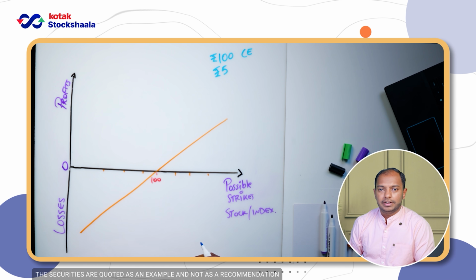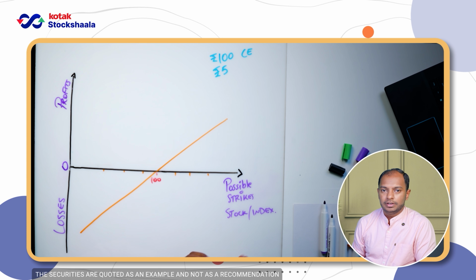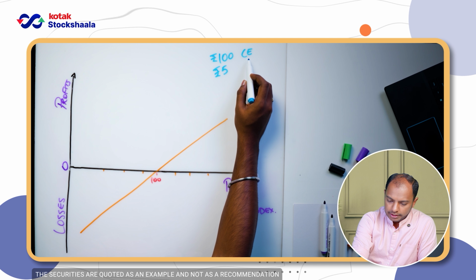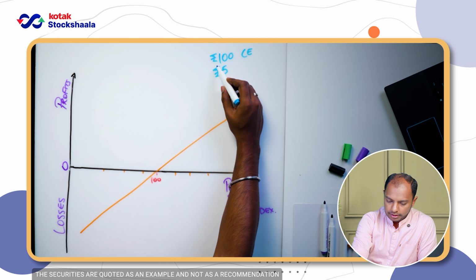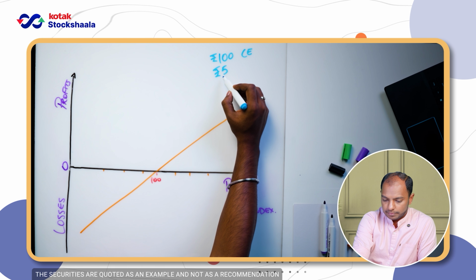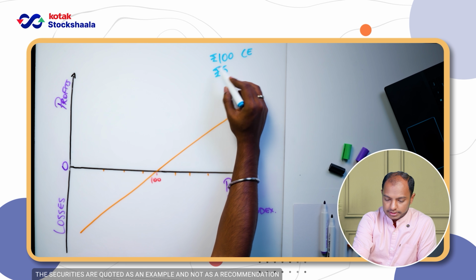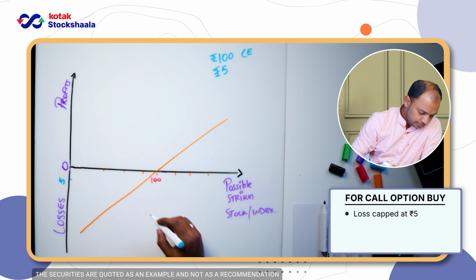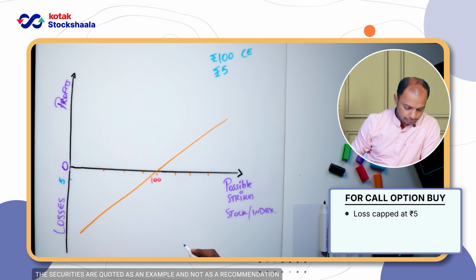Now let's go a little bit in detail and understand this example with more clarity. Starting with this, to enter into a call option contract, we know that we have to pay a premium. So that is rupees 5. So the maximum amount of money that I can lose is just rupees 5. So I'm going to mark 5 rupees over here, and that is going to be my maximum loss.